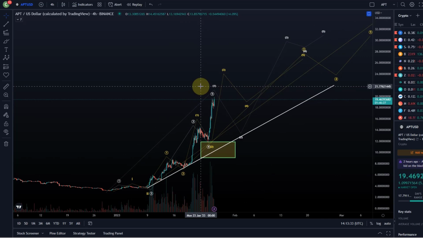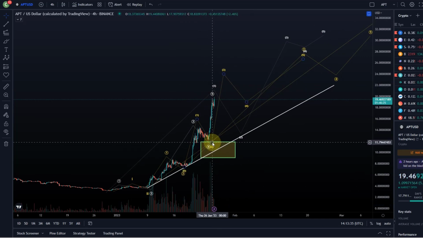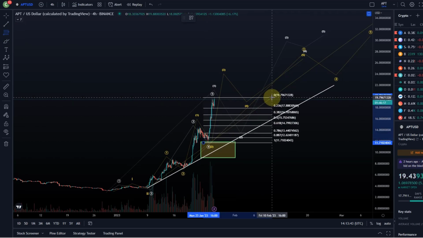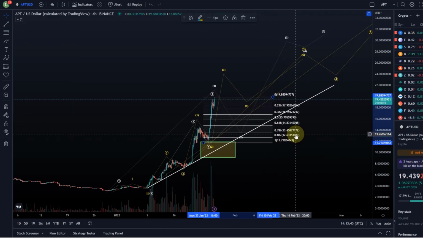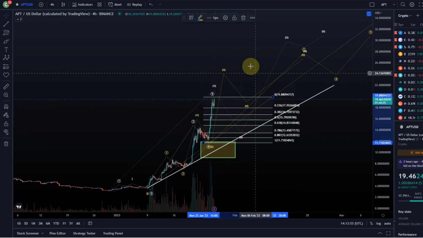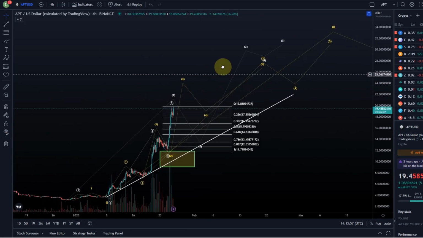Until then, I would recommend anyone who entered here in my support area and my long trade area to just move up the stop loss. You can keep it either at break even and just try to ride it higher, or a common way to do it is to move it below the 78.6 retrace at 13.46. That leaves enough space, but you certainly are in profit. But that's up to you. You can also start to take some partial profits, but as per the yellow count, we can still go way higher.